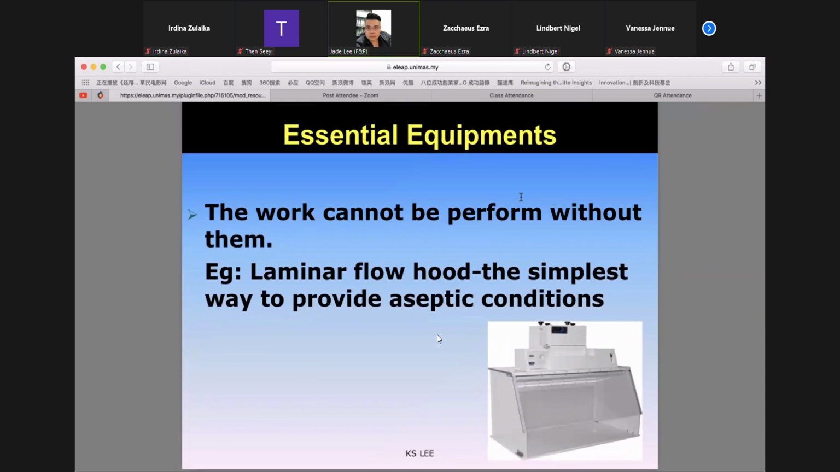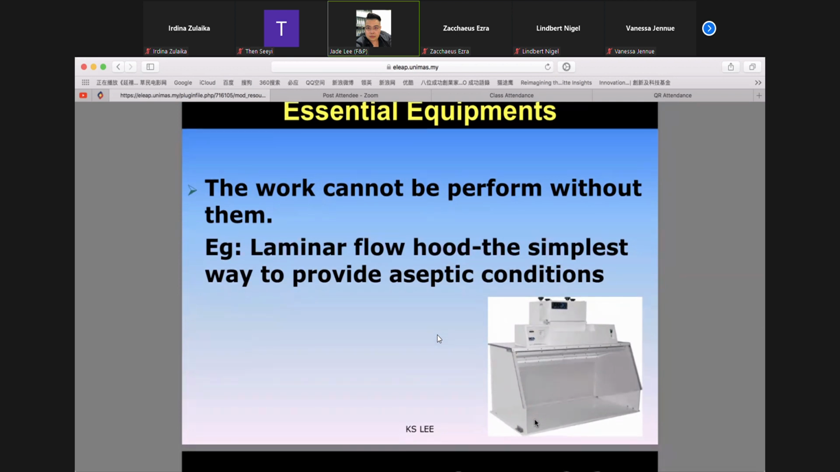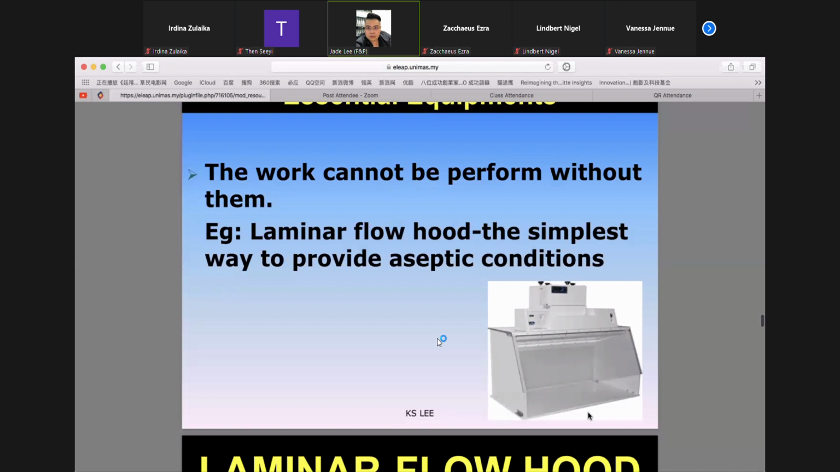For the essential equipment, why do we call it essential? Because the work cannot be done without the essential equipment. For example, in this case, it is a laminar flow hood. Okay, so the laminar flow hood is the simplest way to provide aseptic conditions. A good unit of laminar flow hood should be equipped with UV light, and UV light can be used as a method to sterilize your laminar flow hood.